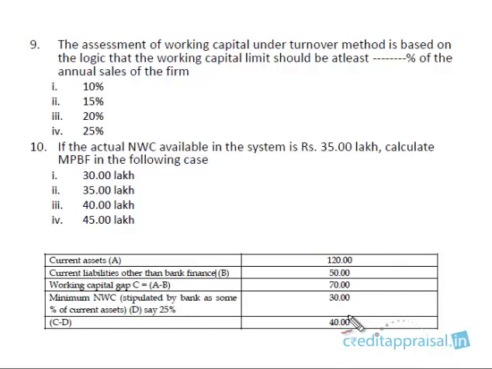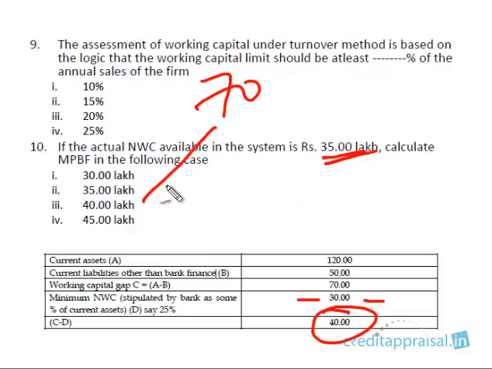See, the calculation might seem to suggest that the bank finance is 40. That is correct, but that is on the assumption that the borrower has NWC of only 30 lakhs. That is the minimum NWC. In case the actual NWC available in the system is more than that minimum NWC, automatically bank finance will come down. The logic being that because 70 lakhs is the working capital gap, whoever finances the 70 lakhs, it can be the bank and the borrower's NWC put together, right?